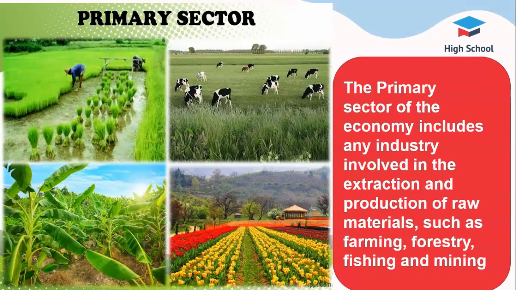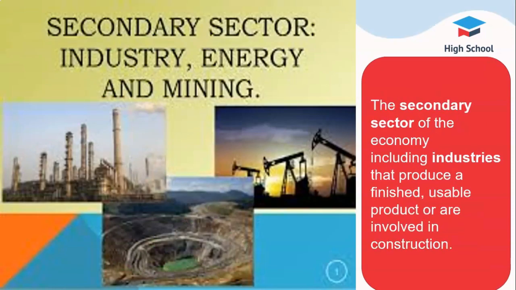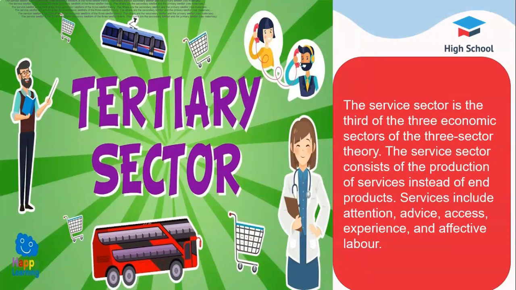The primary sector of the economy includes any industry involved in the extraction and production of raw materials such as forestry, farming, fishing and mining. Secondary sector. The secondary sector of the economy includes industry that produces a finished usable product or is involved in construction. Tertiary sector. The service sector is the third of the three economic sectors of the three-sector theory.